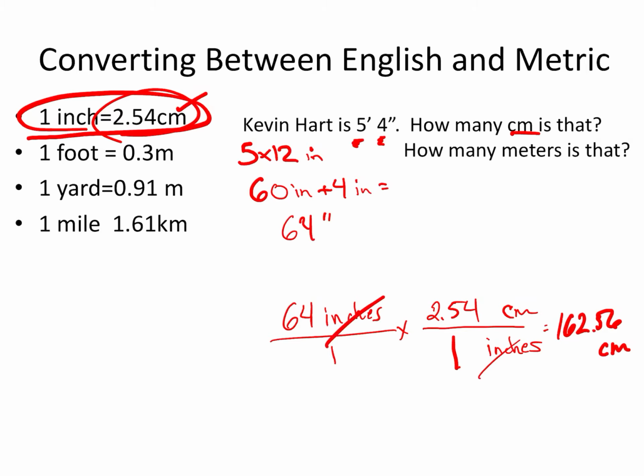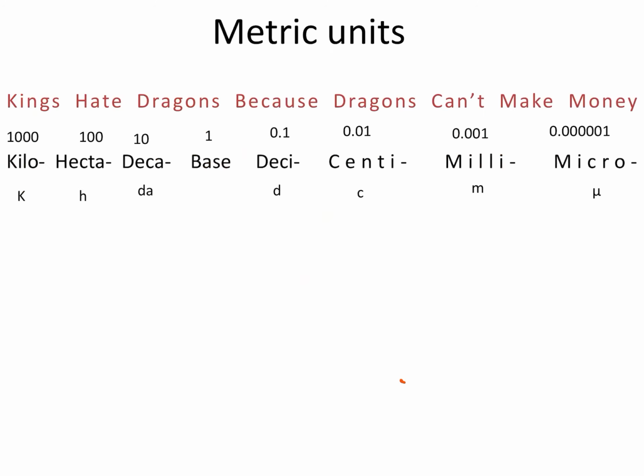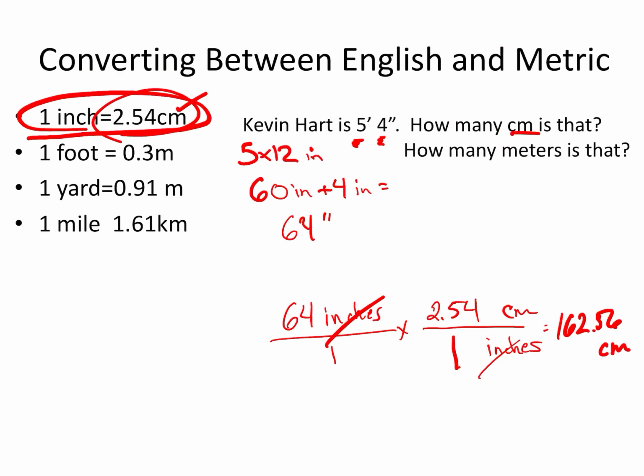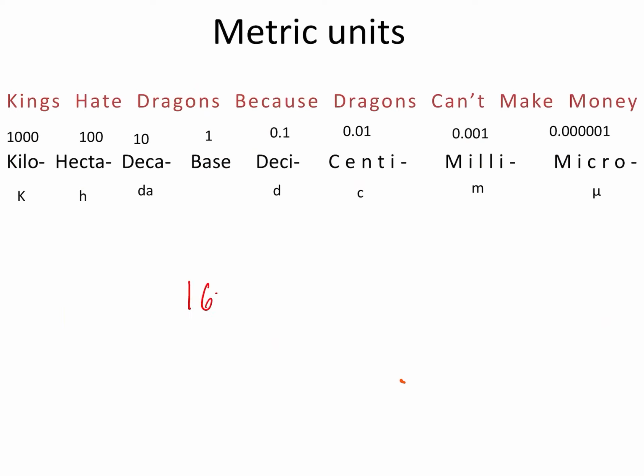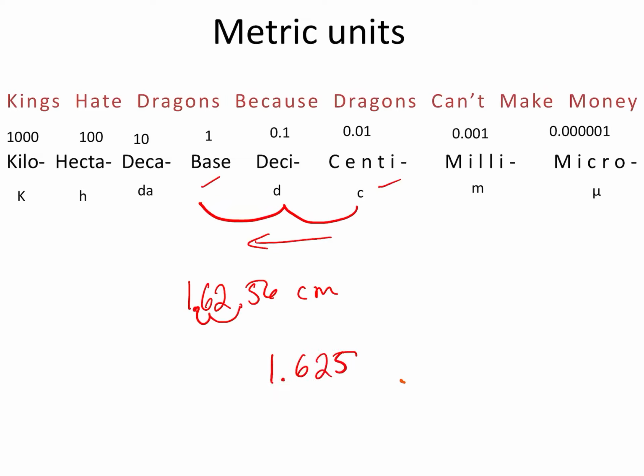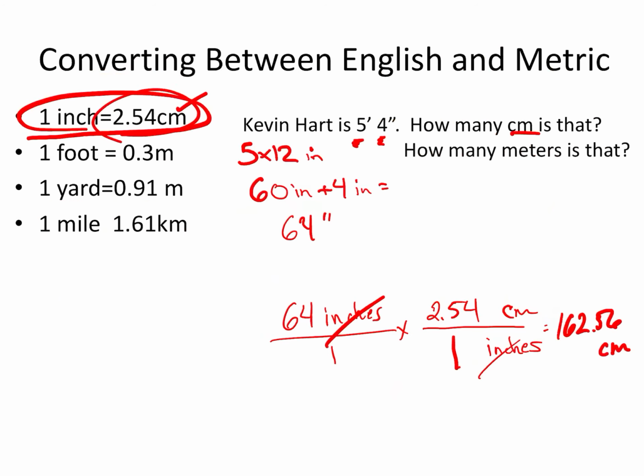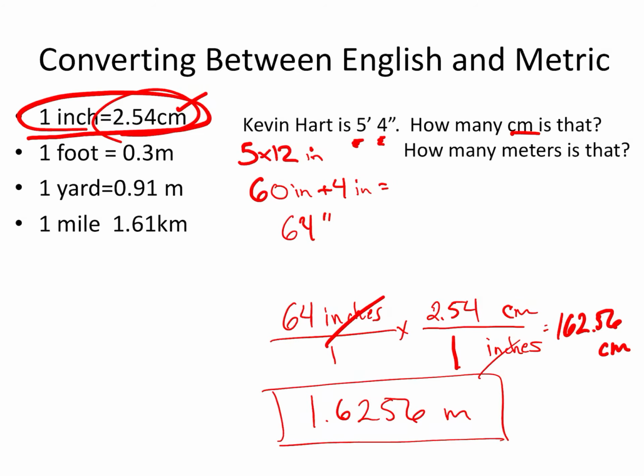How many meters is that? So now we just go back to what we've been doing here, okay? So actually, let me get that number again. 162.56 centimeters. So we're at centimeters, and we want to just get to base. We want to know how many meters. 1, 2. Okay, 2 decimal points over to the left. 1.6256 meters. That's how tall Kevin Hart is. 1.6256 meters. Okay, let's move on to another example.